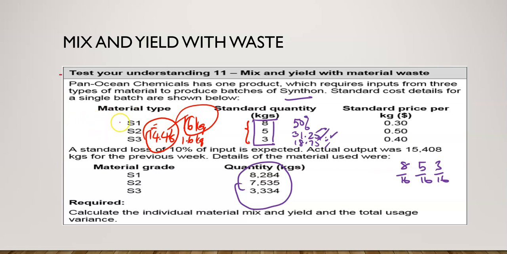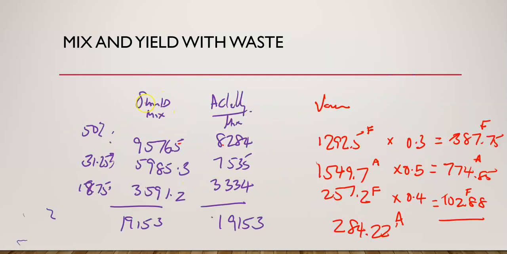Okay, great. So the first way I'm going to do this is I'm just going to look at it from that output-type point of view. So I'm going to pour all of this into this vat. Let's go to a clean page. That's the 19,153. So I'm going to pour in 19,153 kilograms into this vat.